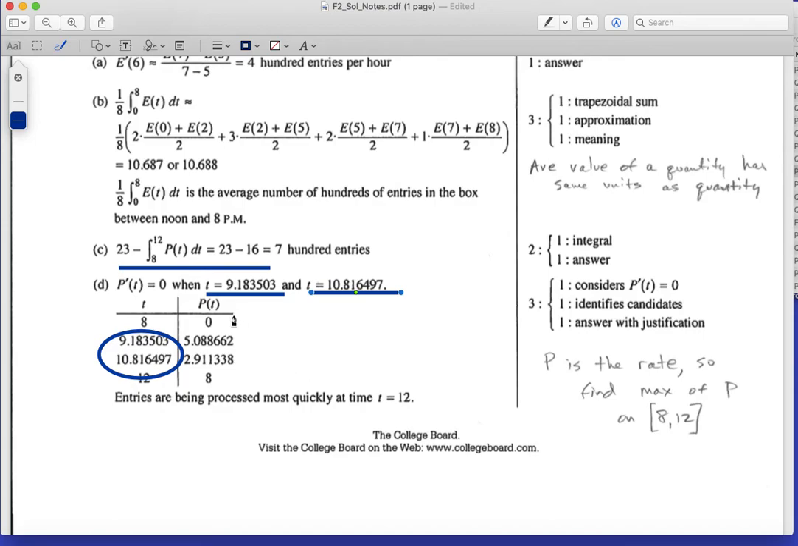You check all 4 of them, endpoints and critical numbers, and you find that the biggest number on the list, the biggest output, happened at time equal 12, happened at midnight. And then you answer that. Okay, so again, p is a rate, that's true, but we're looking for the maximum rate, so you just want to find the maximum, the absolute maximum of p on the interval 8 to 12. All right, that is F2.